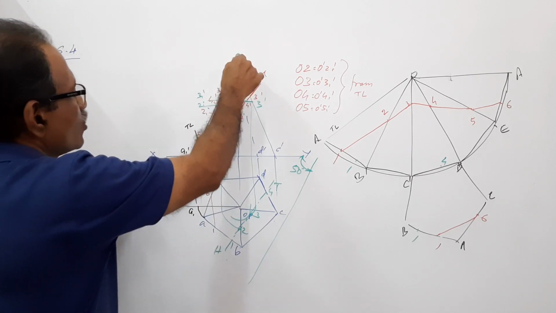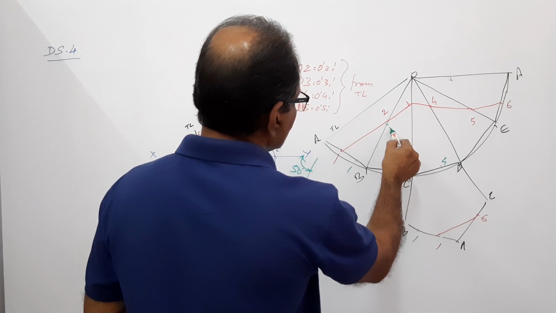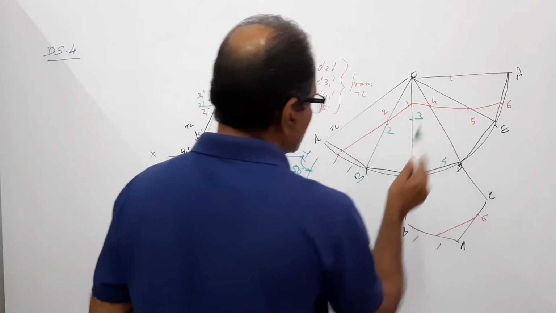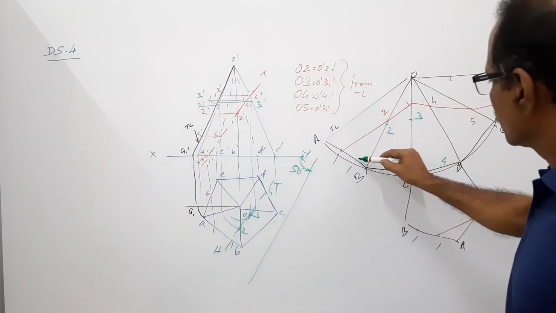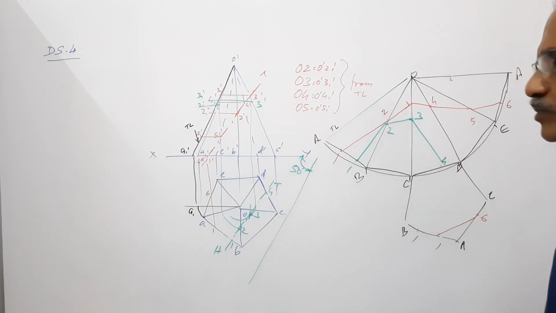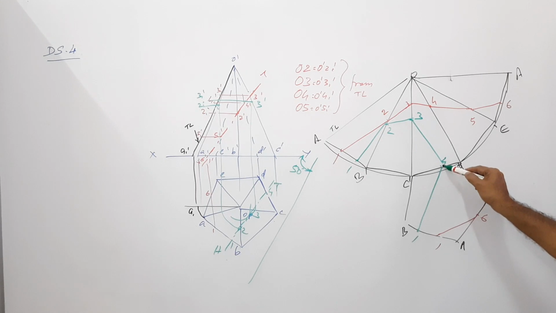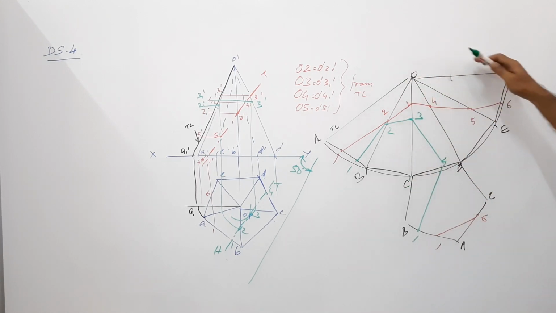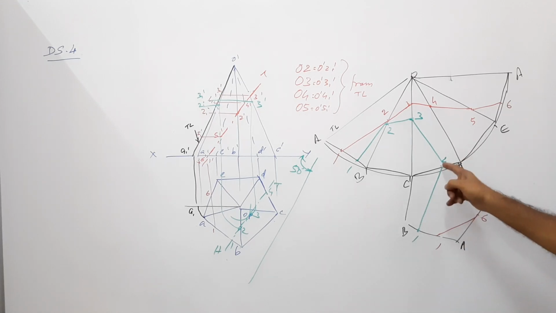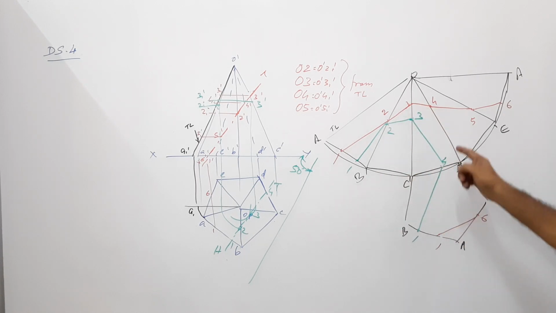Take O dash 2 1 dash and mark it on OB. Take O dash 3 1 dash and mark it on OC, and connect: 1 to 2, 2 to 3, 3 to 4, and 1 to 4. There is only one 4 here because CD of the lateral surface and CD of the base coincide. Therefore, there is only one CD and only one 4. Also the diagonal 1, 4.